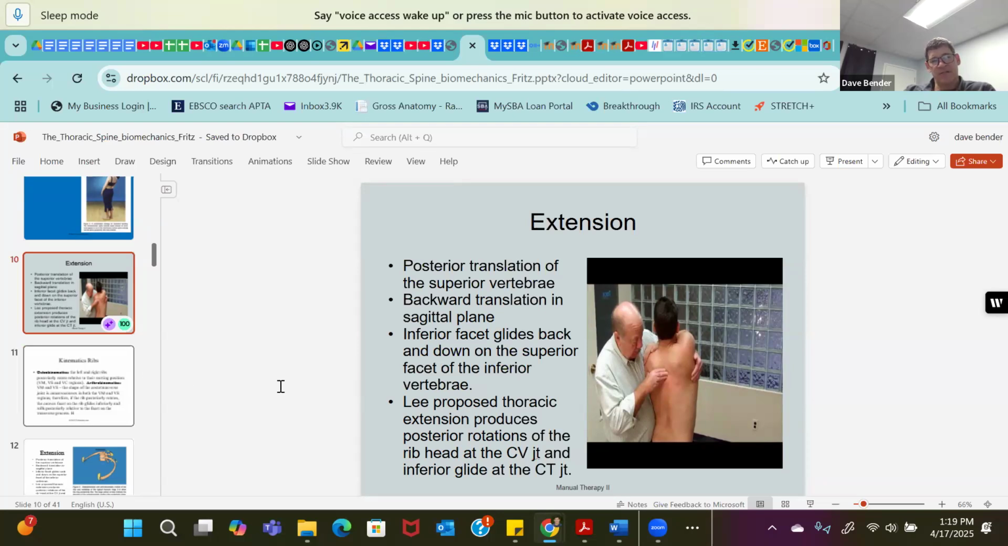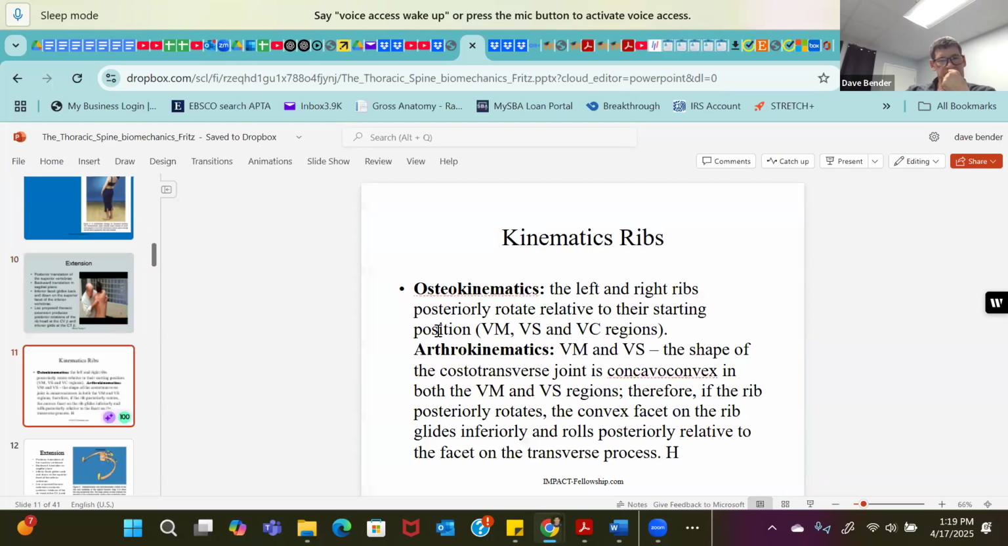We'll talk about the rib head with extension as well. So we also have rib motion, which is going to be a posterior roll of the ribs. The kinematics of the ribs. So osteokinematics of ribs here, left and right ribs, there's a posterior rotation. And again, because I'm going backward, what I have now is the rotation. If this is the facet joint on the rib, and this is the transverse process, we have this shape in the upper region, and we have this motion occurring.